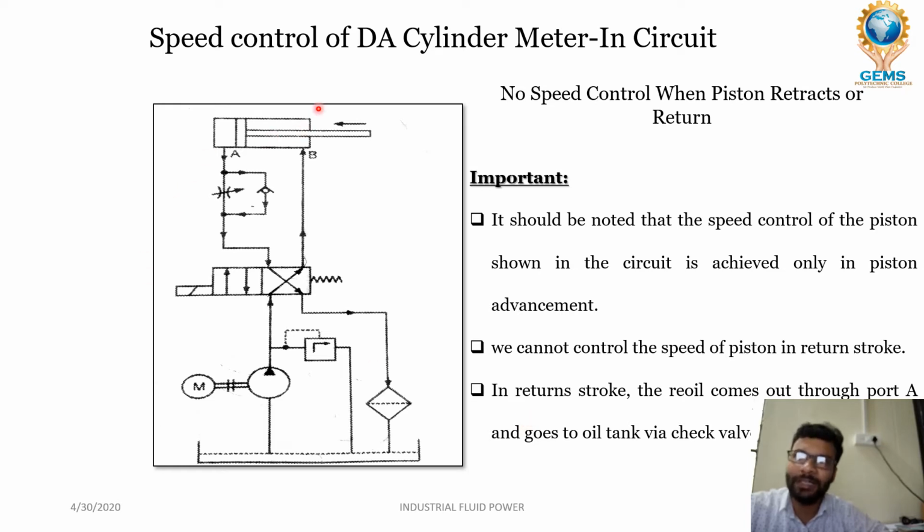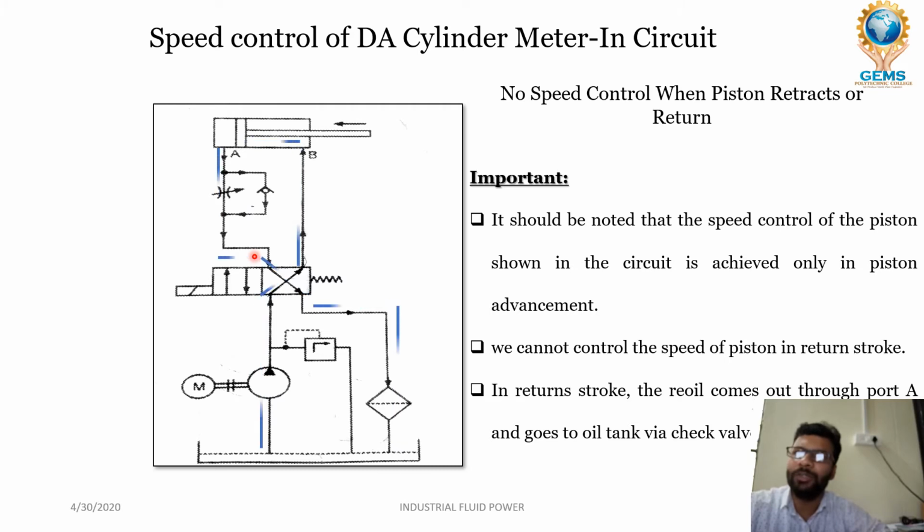So in return stroke, the piston moves from right to left. The oil comes from port A and directly goes to the return port to the oil tank. So let's see the animation of this metering circuit for the return stroke. In return stroke, from the pump it simply goes back to the oil tank. There is no flow control in the return stroke.